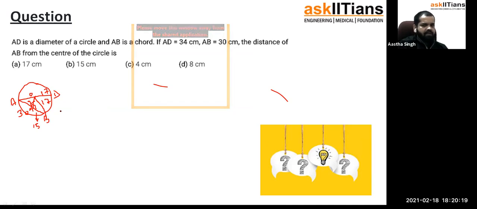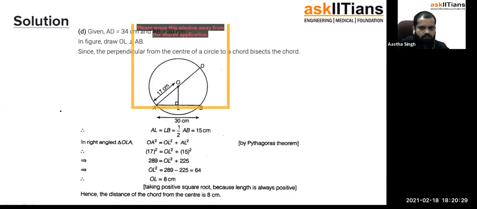You know the radius will be 17. Then just by the Pythagoras theorem, you can easily calculate it. So the question is this, right? AD is your diameter, 17, right?